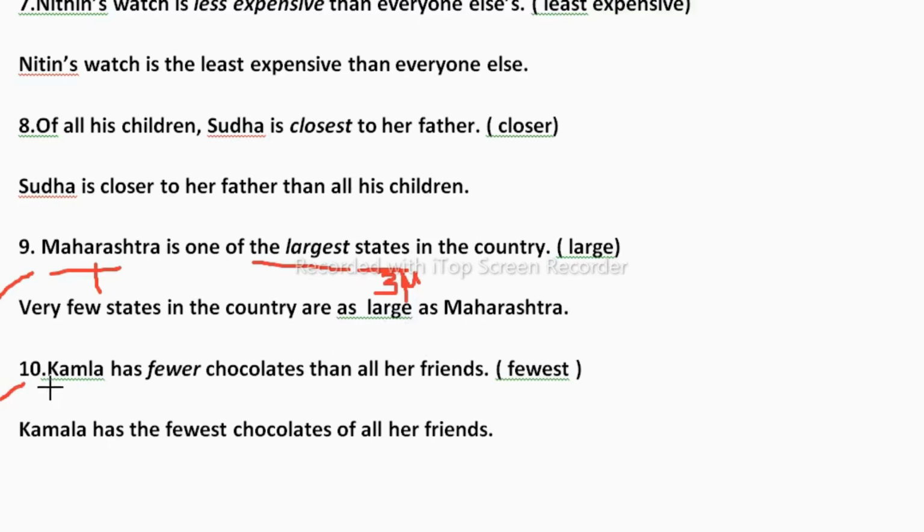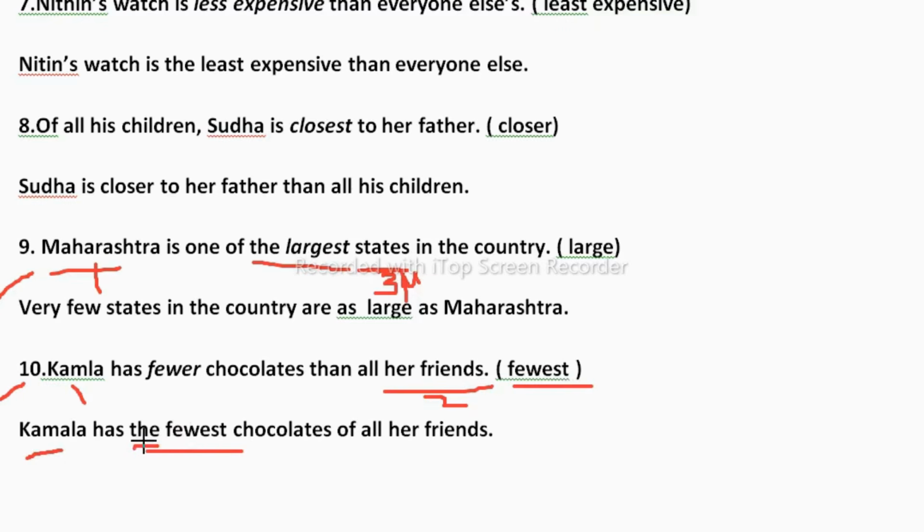Next, Kamla has fewer chocolates than all her friends. Here they have used one, Kamla, and all her friends, the second one. So they have used a comparison between these two things. But we have to use the superlative degree and make the sentence: Kamla has the fewest chocolates. With the superlative degree we have to use the article the.